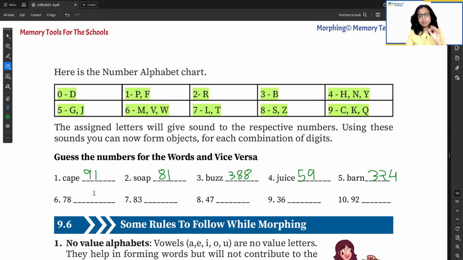Now 78. Can you think of an object? Open up your charts. Can you think of an object with 7 and 8? You've got the sound of 7, which is L and T. You've got the sound of 8, which is S and Z. So L with S, L with Z, T with S, T with Z.